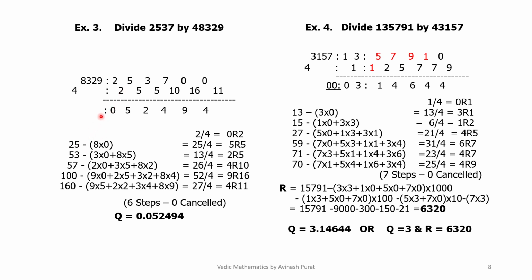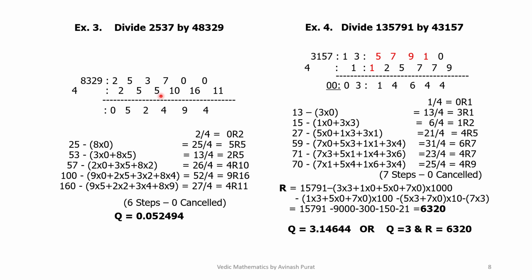So the next dividend is 25 minus 8 into 0, equal to 25. 25 divided by 4 gives 5 as quotient, and 5 is the remainder also. So 53 is the next dividend, minus 3 into 0 plus 8 into 5, equal to 13. 13 divided by 4 equals 2 as quotient, and the remainder is 5.